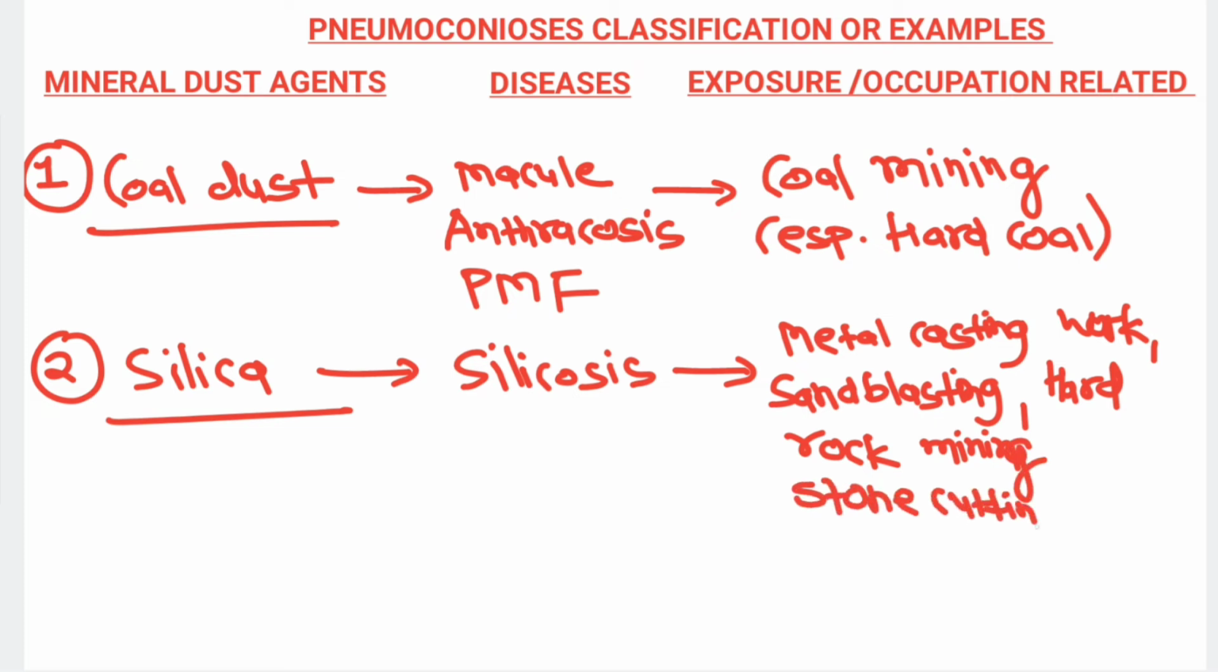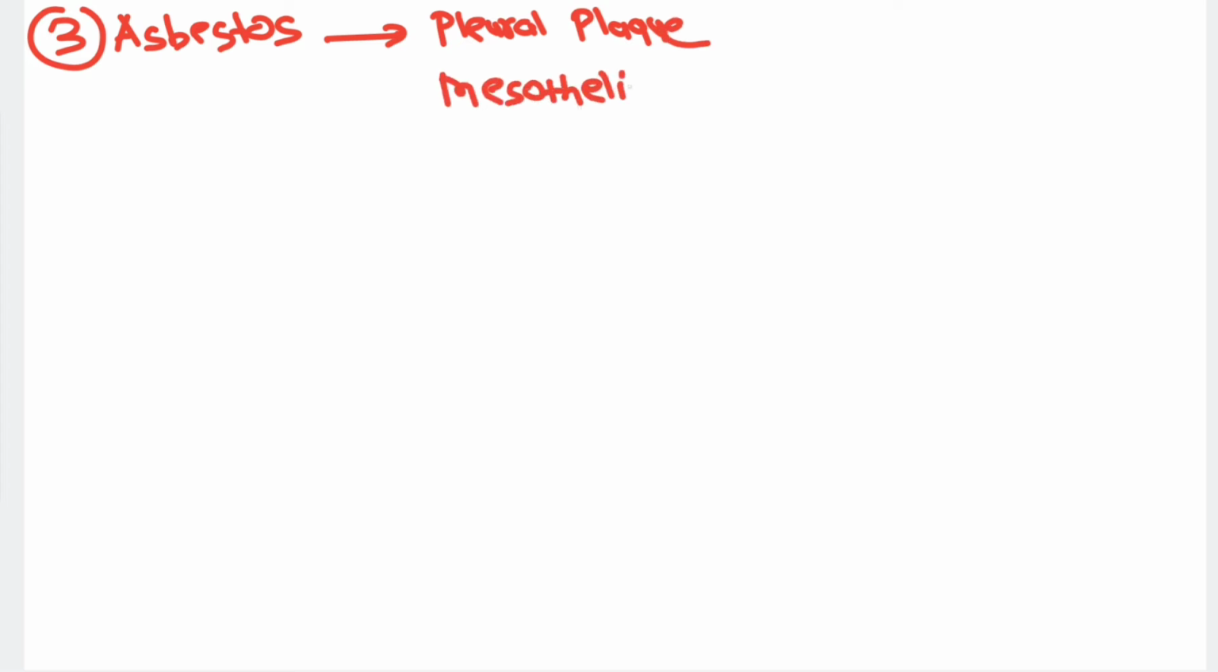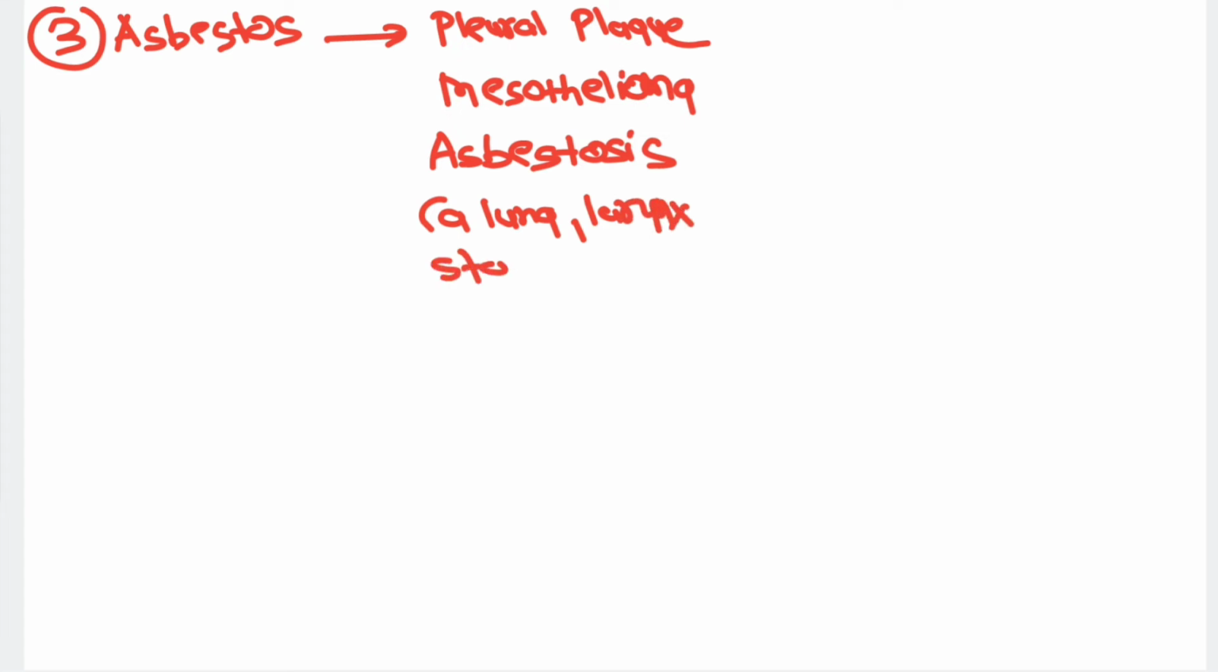All these can lead to silica exposure and so development of silicosis. All right. Third example of mineral dust category is asbestos exposure. It can lead to development of pleural plaque, mesothelioma, then asbestosis, then carcinoma of the lung, the cancer of larynx, cancer of stomach, colon, all that can be developed because of asbestos exposure. Now, how asbestos exposure occurs?